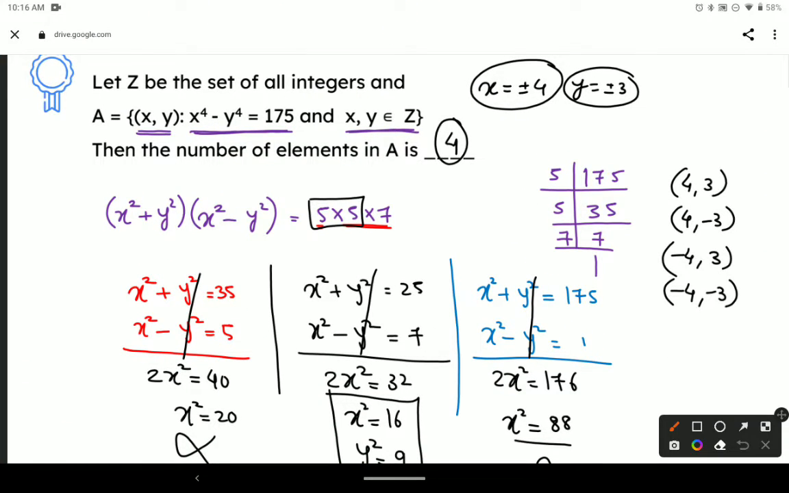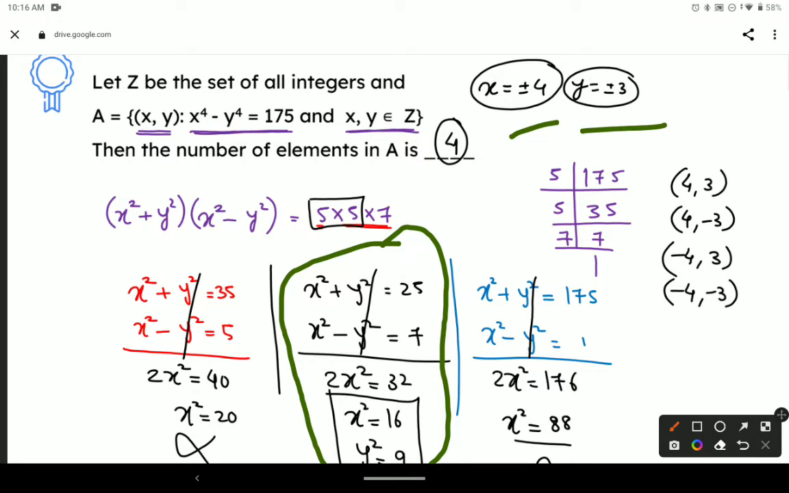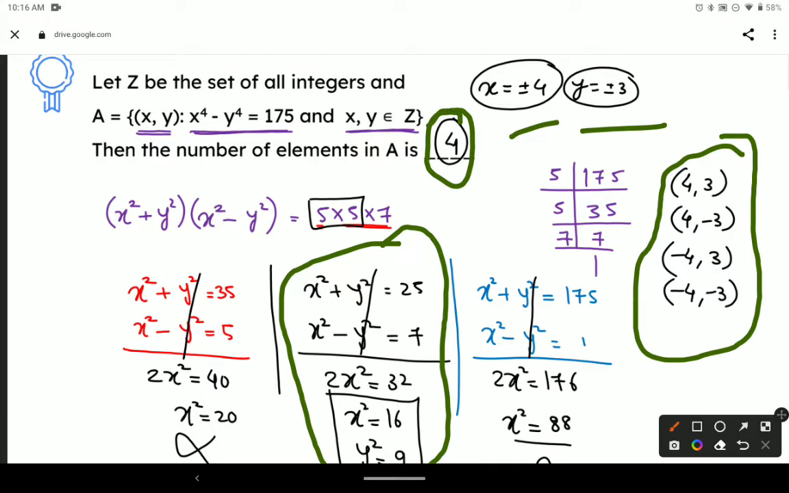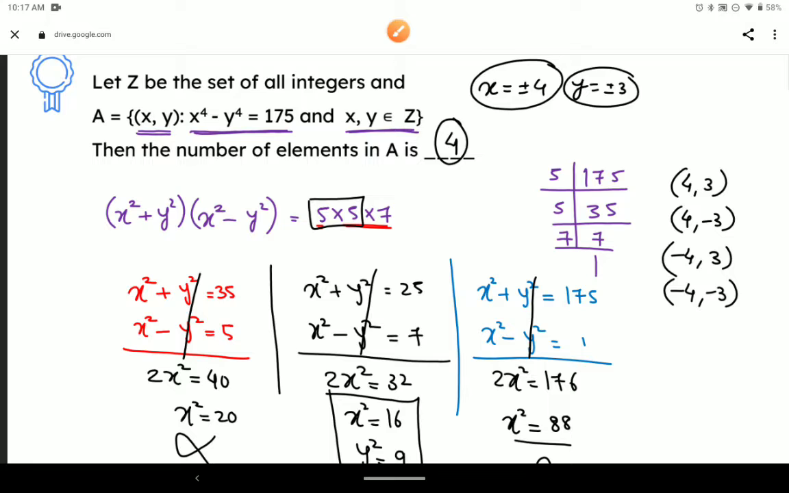And the case remaining only this one. So this results in x is equal to plus or minus 4, y is equal to plus or minus 3. So these are the sets we can write with this. So A has the number of elements in A is 4. I hope everybody understands. This is a very main question. Okay, if you understand it clearly, you can attempt it.